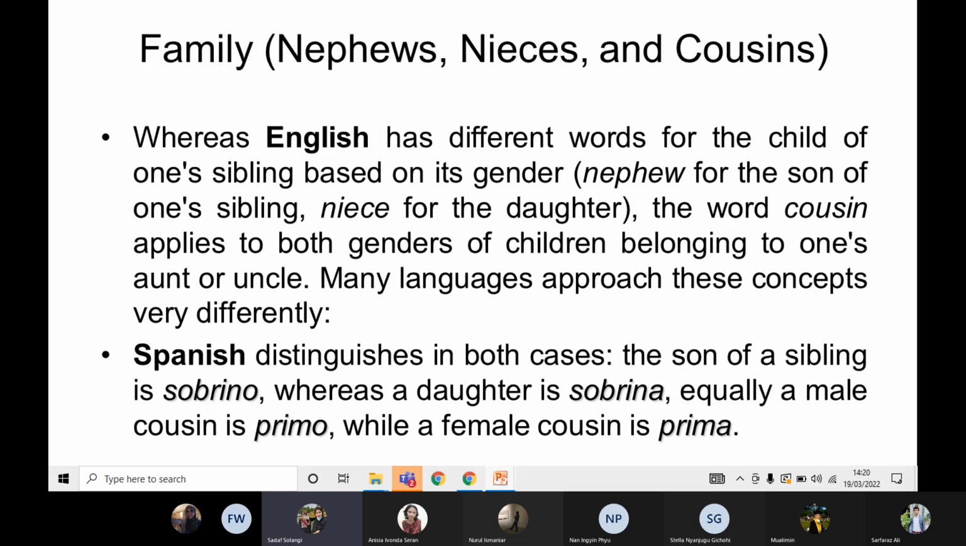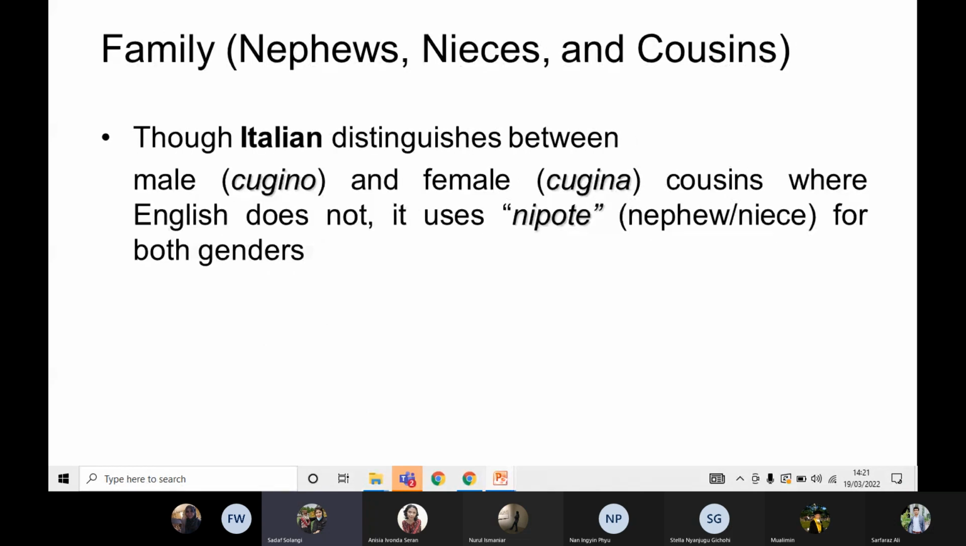So the nephews, nieces, and the cousins. Whereas English has different words for the child of one's sibling based on gender: nephew for the son of one's sibling, niece for the daughter. The word cousin applies to both genders of children belonging to one's aunt or uncle. Many languages approach these concepts very differently. So we have an example of the Spanish language. Spanish distinguishes in both cases: the son of a sibling is sobrino, whereas a daughter is sobrina. Equally, a male cousin is primo, while a female cousin is prima. Can you please change the slide?